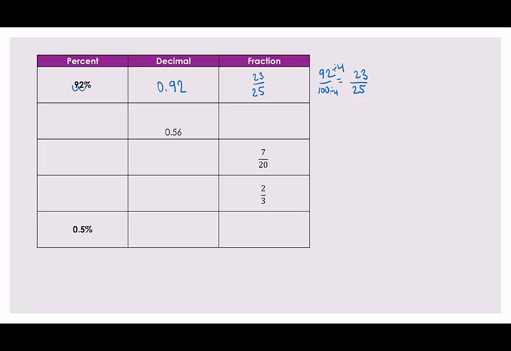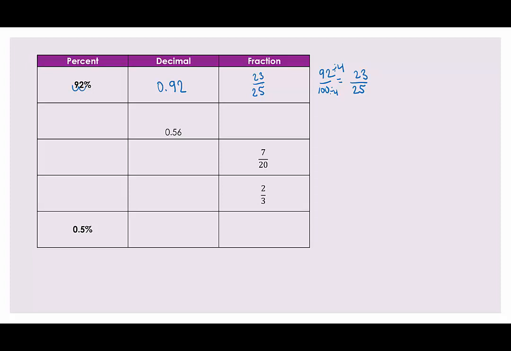This is a nice one to know because 25 is a common denominator for quizzes. And if you get 23 points out of 25 points, you might be wondering, what percent is that? Did I pass? Did I get an A? And now we know, if you get 23 out of 25, you get a 92%. Well done. Kudos to you.